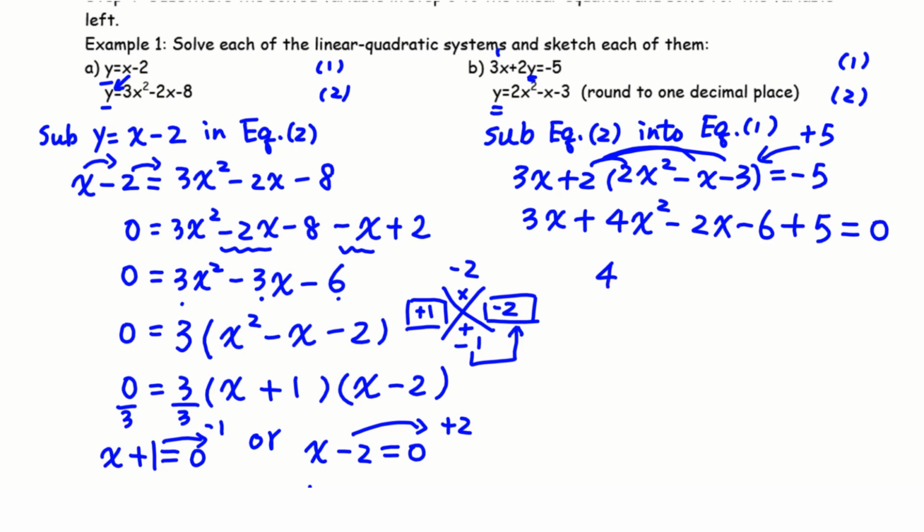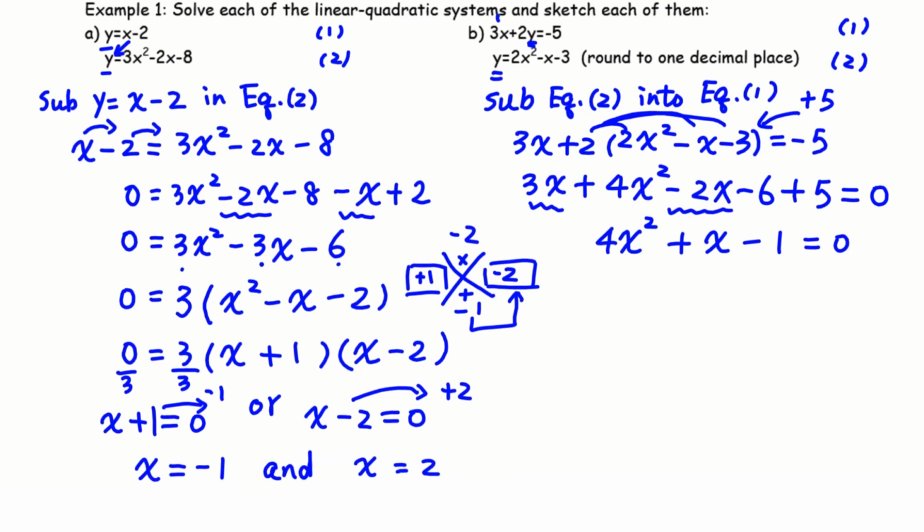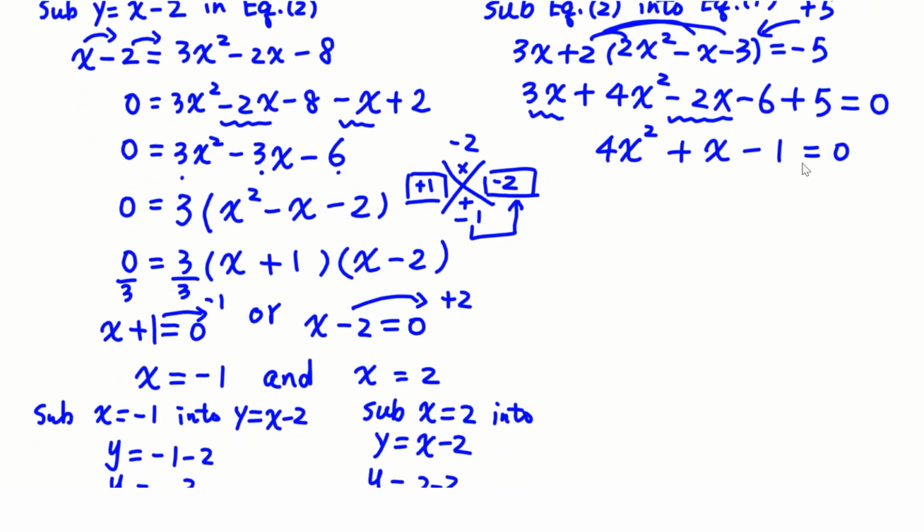Standard form means the degree is decreasing. So 4x squared first, then like terms. 3x minus 2x gives you 1x. Minus 6 plus 5 gives you -1. Then you could try the factoring. You will find out that you are not able to find two numbers that multiply to AC, which is -4, and add together to 1. 1 and 4, 2 and 2, none of them will work for the factors of 4.